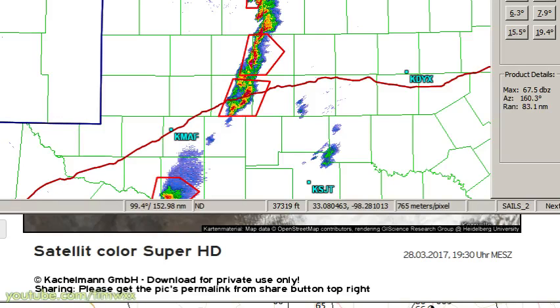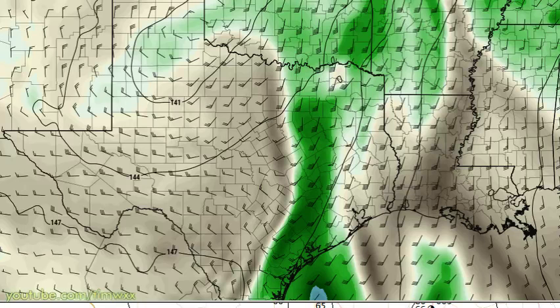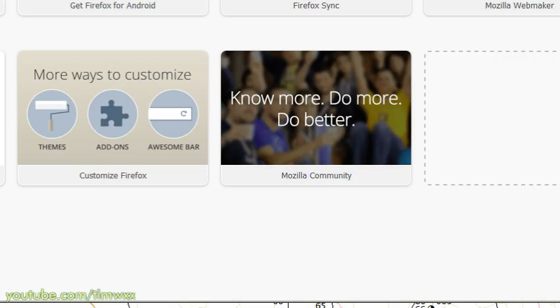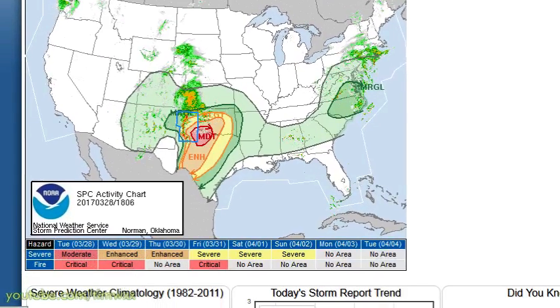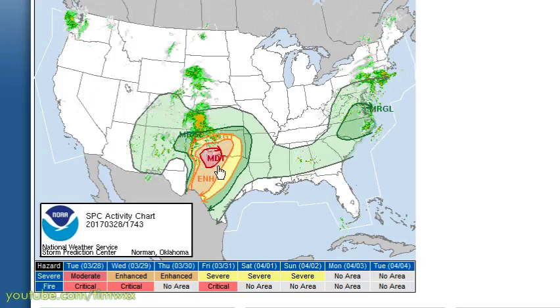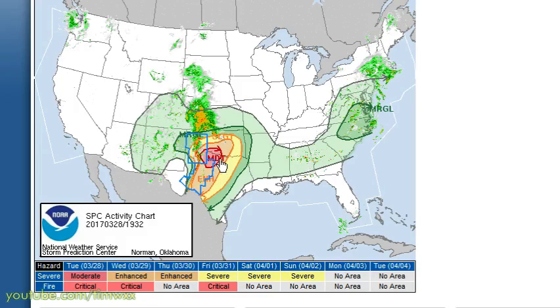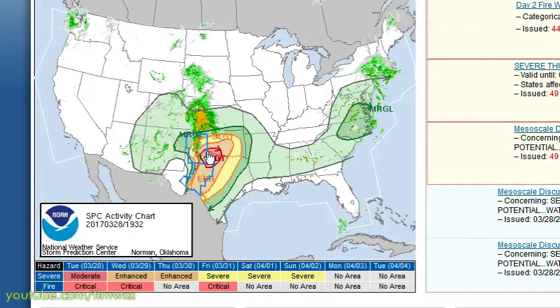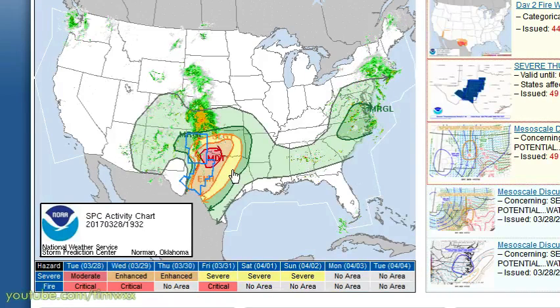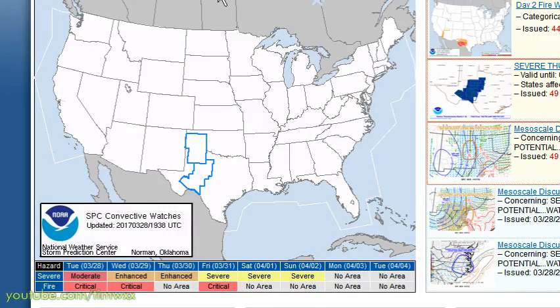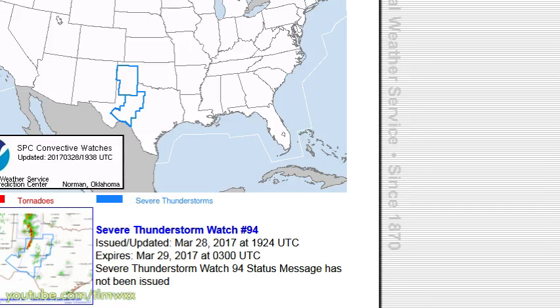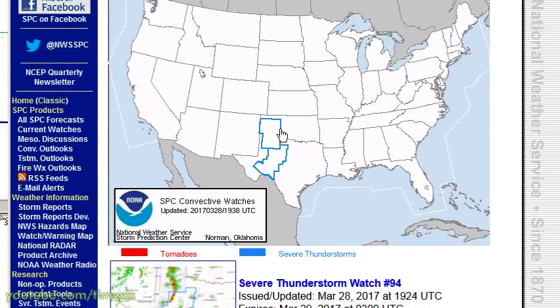Yeah, let's check out some of the SPC discussions. This is probably a good time for that. So we've got a moderate risk out for the northwest Texas region. So basically from Wichita Falls up to Childress and then southward to about Stamford and Aspermont, north of Abilene. Got a couple watch boxes up. These are just severe thunderstorm watches. So basically all of the Panhandle and much of West Texas here.